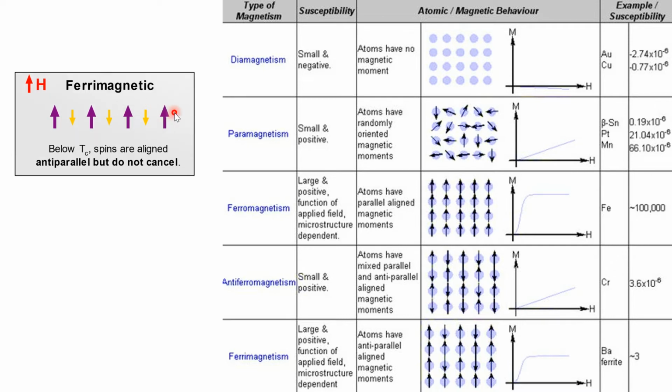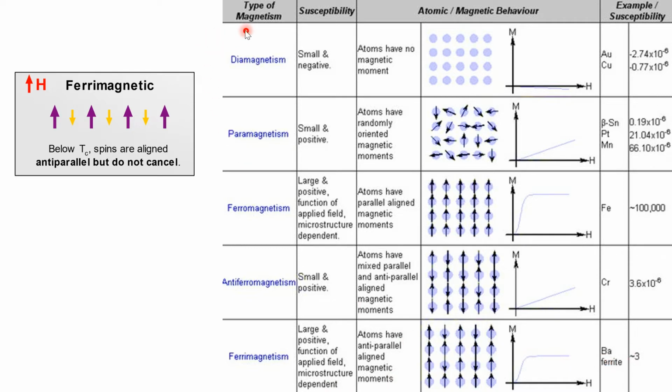So next is ferrimagnetic material. Ferrimagnetic material also has the same kind of coupling that occurs in antiferromagnetism. There also, nearby atoms or ions and their domains will get coupled with each other. But the difference is that the values of these magnetic moments won't be exactly the same. See here, we have one arrow bigger than the other, which means that there will be some amount of uncancelled spin. As a result, if you count, there will be some more arrows in one particular direction than the other. As a result, the material will have an amount of magnetization. The susceptibility will be large and positive like ferromagnetic materials. It is also a function of the applied field and microstructure. And examples of such materials include barium ferrites.